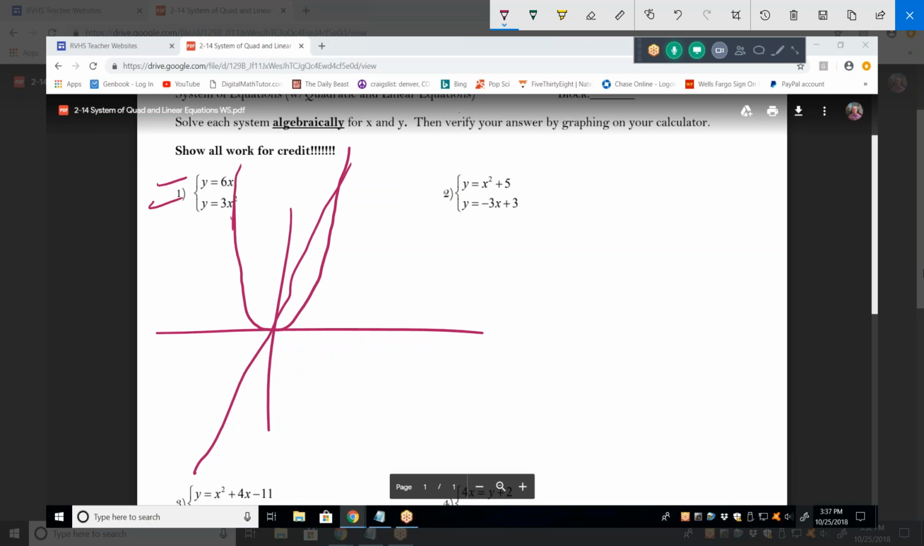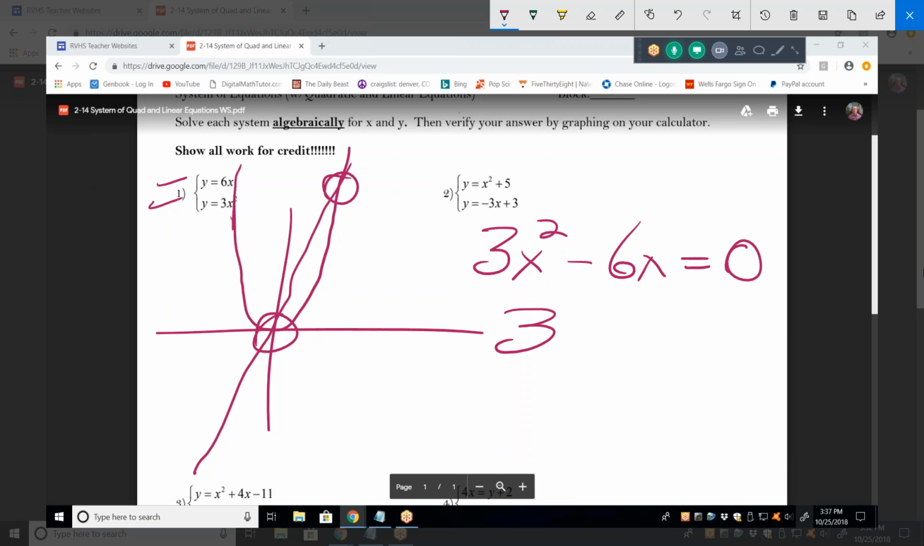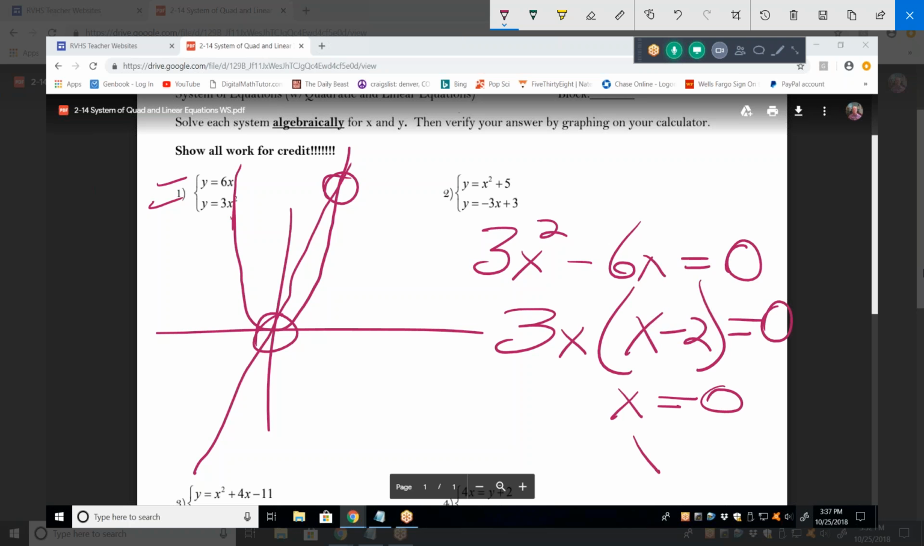So the solution to this system of equations should come right there and right there. Well, let's go back and see what we had. We had 3x squared equals 6x, which means 3x squared minus 6x equals 0, which means we had 3x times (x minus 2) equals 0. So we had x equals 0 and x equals 2.